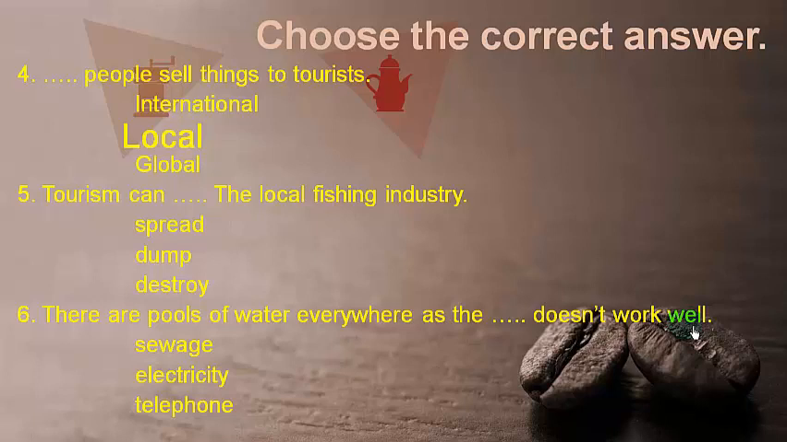Okay. Number 5, tourism can what the local fishing industry. Remember when we were talking about the bad things about tourism and how it can destroy farms, how it can end the existence of the grazing animals, how it can harm and affect the fishing industry. So of course it's not going to be spread or dumped, it's going to be destroyed. Tourism can destroy the local fishing industry.